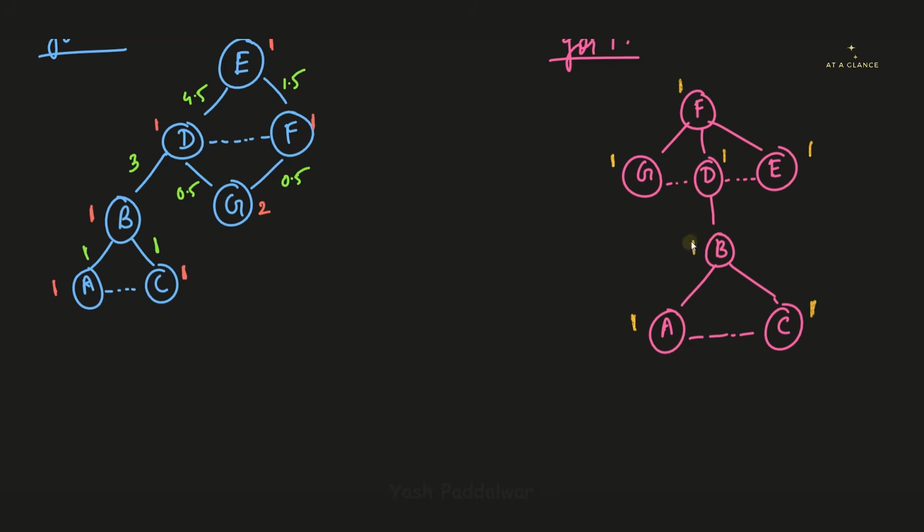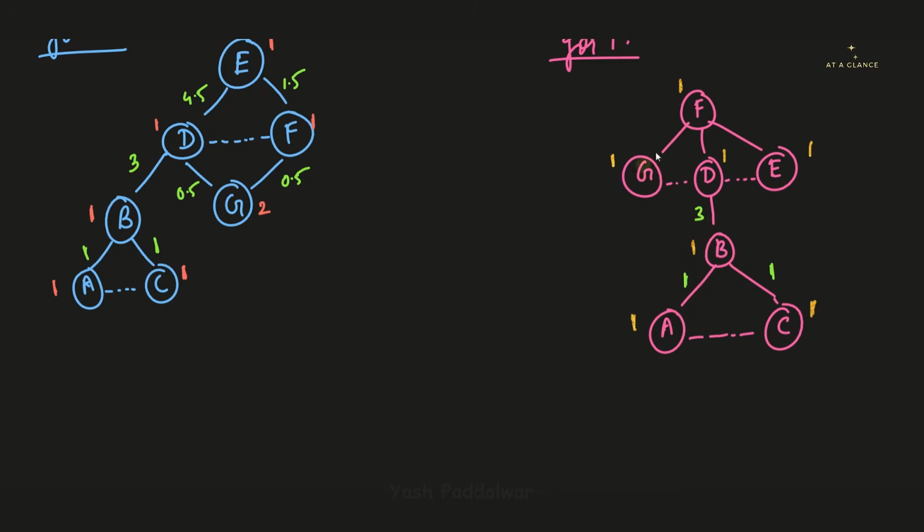Now we have to calculate the edge centrality. So for AB, since A is the leaf node, it will be 1 divided by 1. So it is 1. For BC, it is 1 again because C is the leaf node. For DB, since B is not a leaf node, we'll have to consider its child edges also. So there are two children of B node, and 1 and 1 are the edge weights of them. So 1 plus 1, and the node weight of B is 1. So 1 plus 1 plus 1, it is 3.